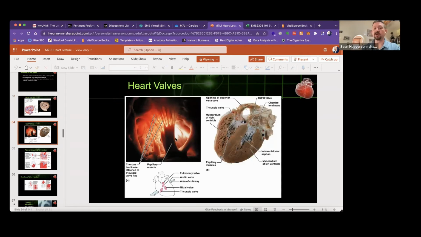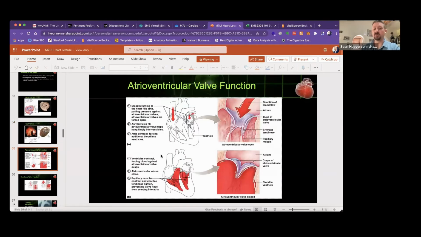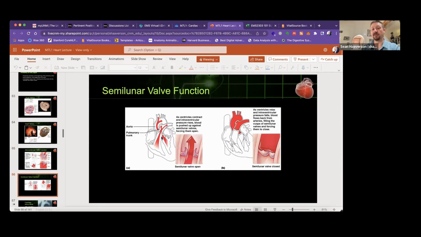Here's a picture showing the papillary muscles connected to the chordae tendineae, which are then connected to the valves, which basically hold the valves open when the ventricle is filling. In this picture, you can see the movement of blood flow between the AV valves, so the tricuspid and bicuspid, or the tricuspid and mitral valve. And here's the semilunar valve. So the blood flow should basically catch the curved side of the valve to cause it to close.